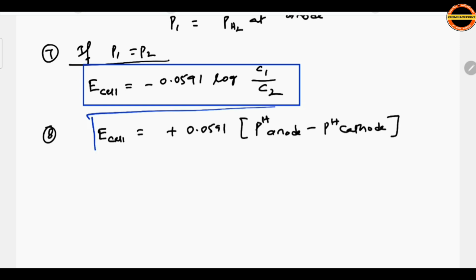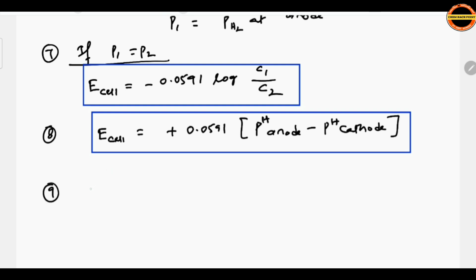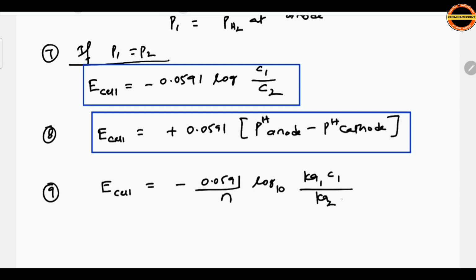Once you know all the cases, you can easily solve questions without difficulty. If a strong acid is given, we consider pH of anode minus pH of cathode. But whenever a weak acid is given, how do we approach the question? Then the overall formula is E cell is equal to minus 0.0591 by n log 10 of the square root of the acid dissociation constant of acid 1 times concentration of acid 1, divided by the acid dissociation constant of acid 2 times concentration of the other acid.